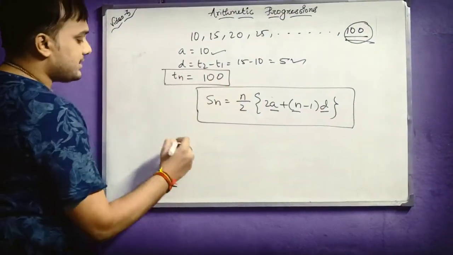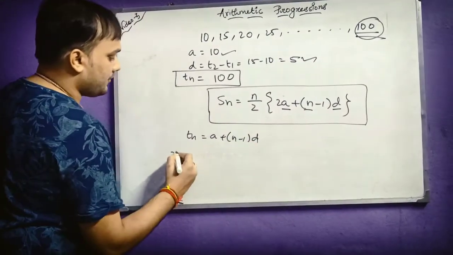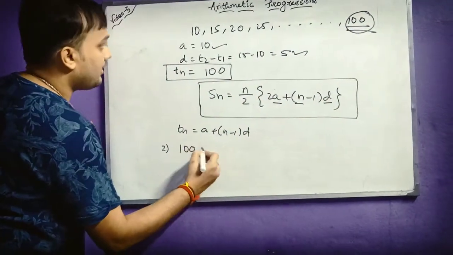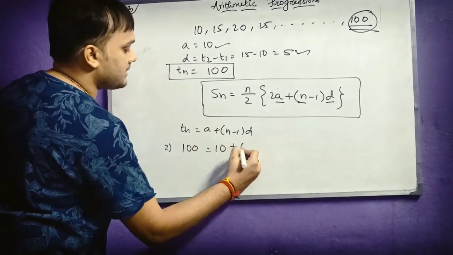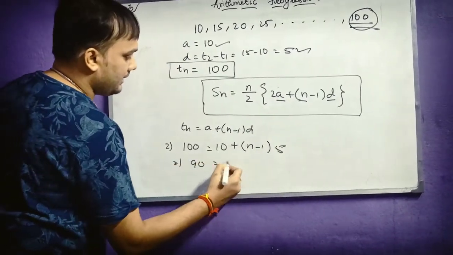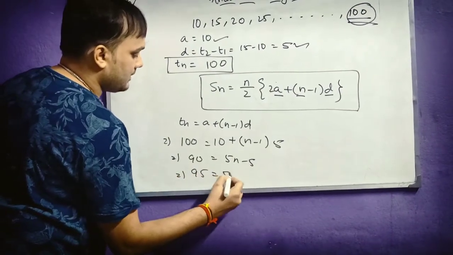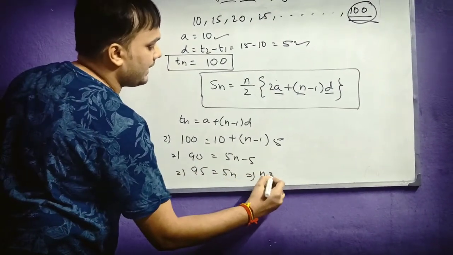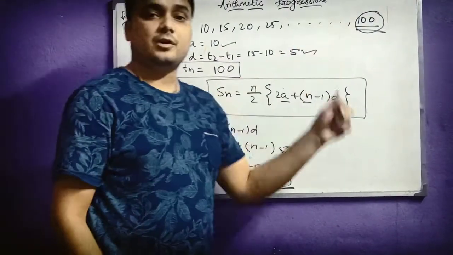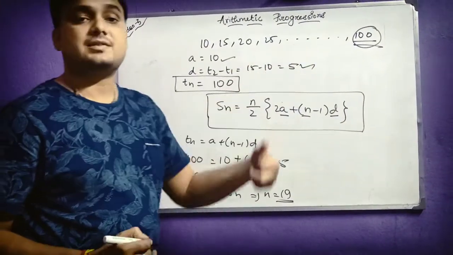So what is Tn? Tn equals a plus (n minus 1) into d. As Tn will be the last term, that is 100, 100 is equal to 10 plus (n minus 1) into 5. That means 90 is equal to 5n minus 5. 95 is equal to 5n. So we will get n equals how much? 19. So that means the total number of terms is 19. As you can say, 100 is the 19th term of this given sequence.